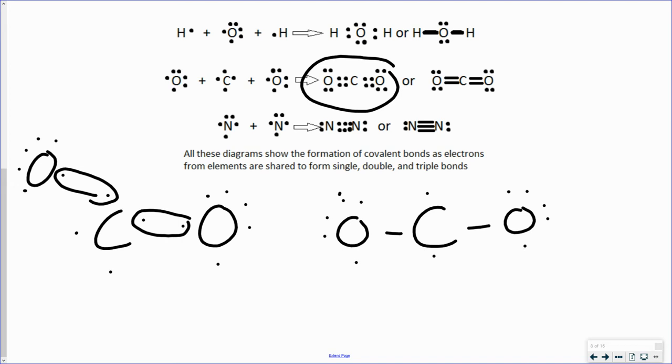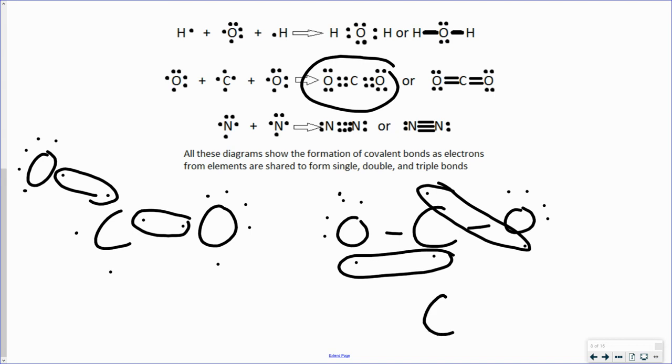Now, if I count, I still have my 16. However, they're not satisfied because not everybody has 8. And we'll talk about that in a little bit. Octet rule. What happens is they need to bond again because those lines that are shown equal 2. And that's how we get this kind of drawing for CO2, because we're trying to make sure that everybody is satisfied by the octet rule, but also we stick to the number of valence electrons that we have.